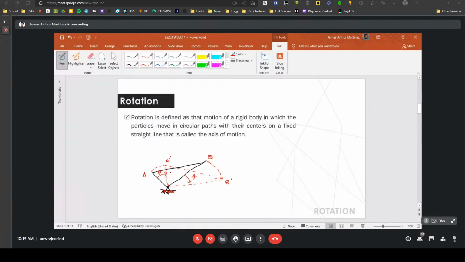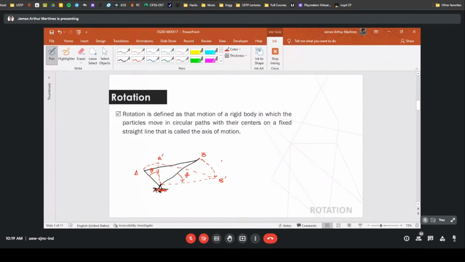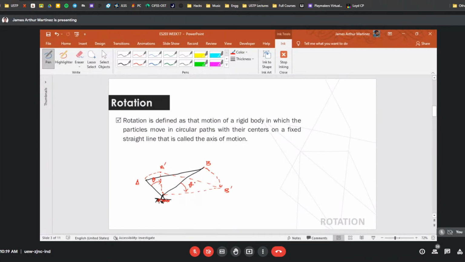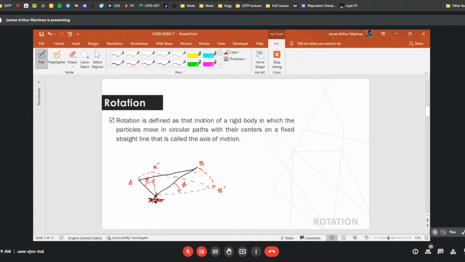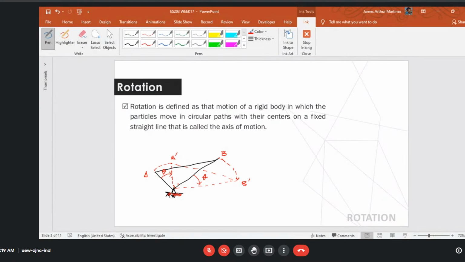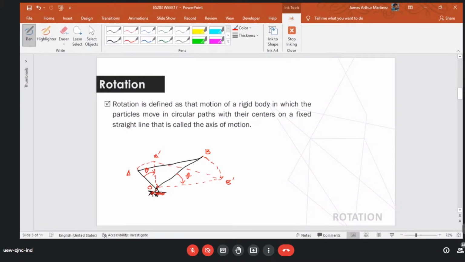Since in a rotating body, equal lang ang angular displacement sa all particles in our rigid frame, but magvary ang iyahang linear displacement. So magvary siya with respect to the distance niya from the axis of motion. So in this situation, ang axis of motion, si point O, ang hinge support. So always remember na ang iyahang angular displacement, they are just equal.